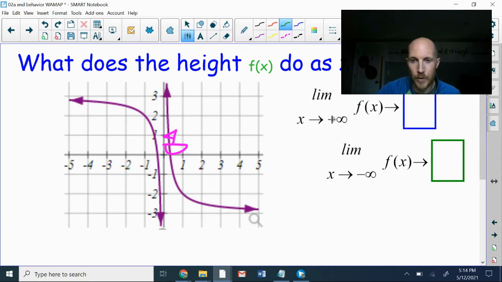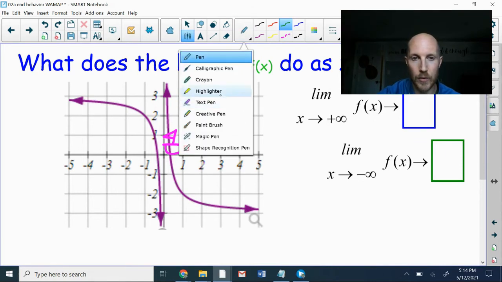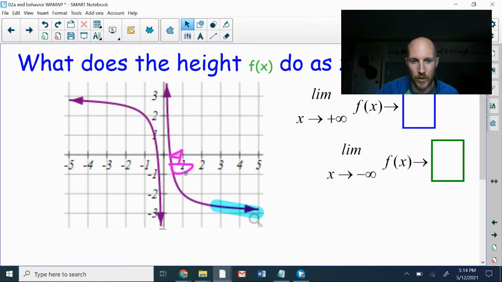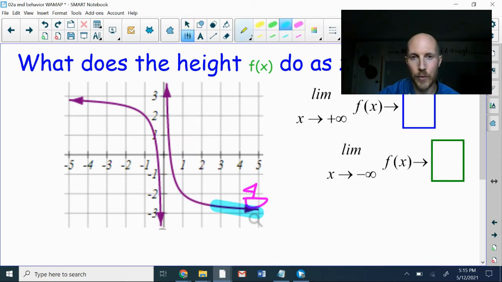So up here in the blue box, the limit of the function as x approaches positive infinity. So I'm going to look at the right end of the graph. Let's use a highlighter so I can still see that graph. And in this case, the height of the graph as it leaves to the right side seems like it is leveling off at -3.